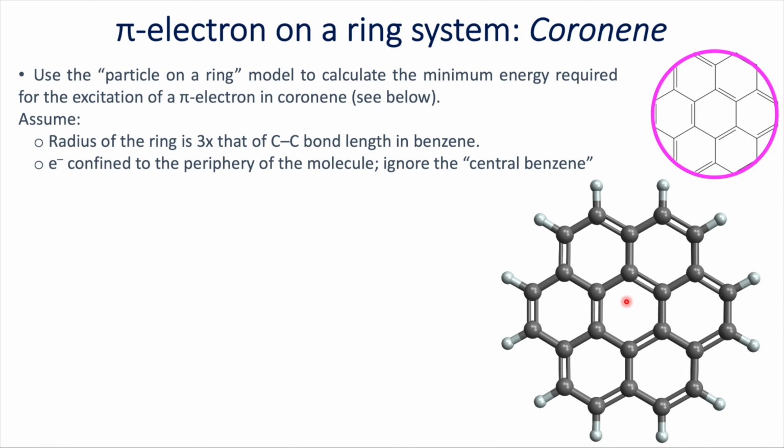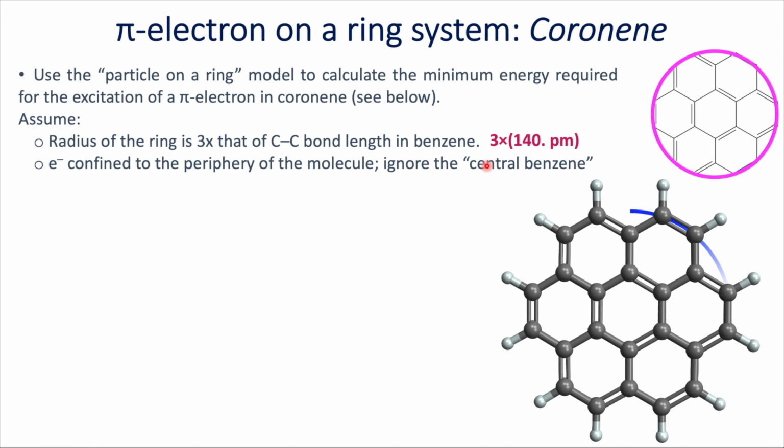By the way, if you haven't watched the video for the particle in a ring system for benzene, where I go over more details on how to calculate those distances, please make sure to check it out. So 3 times the bond length between carbons we find in benzene, which we found to be 140 picometers, is going to be the size of this ring. Which brings me to what ring we're talking about.